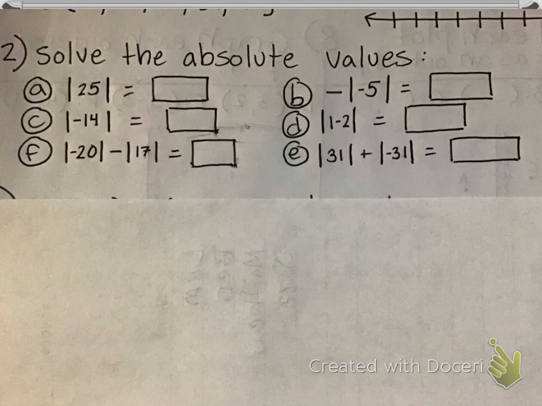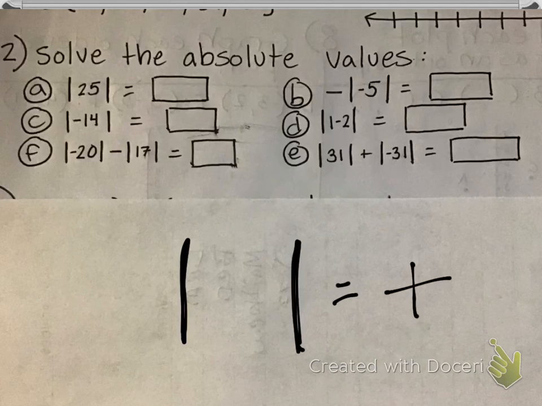If it's negative, but it's inside the two lines, it'll still be positive. So if it's inside the two lines, our answer is always positive. Exactly what Miles said. So for the absolute value of 25, what's the answer? Raise our hands. 25. It's not -25, because it comes out positive.